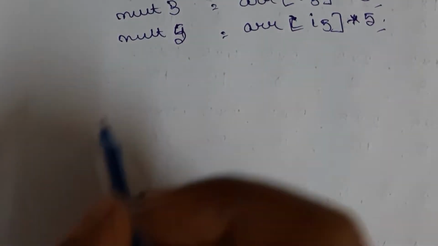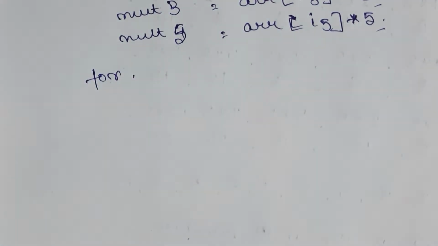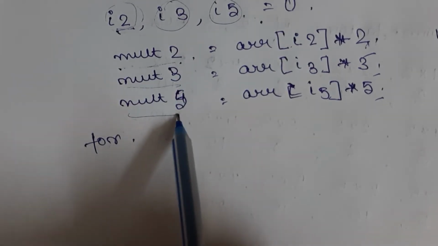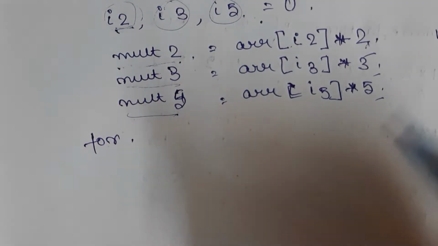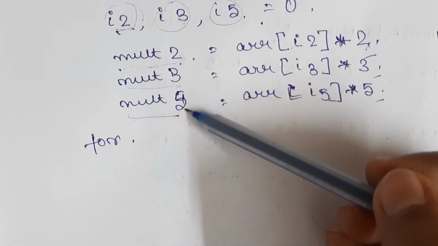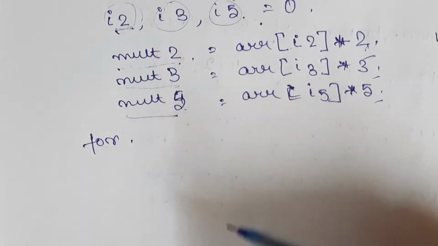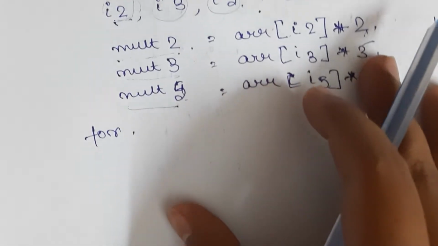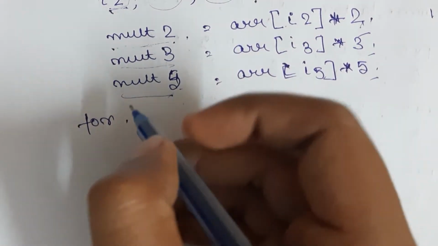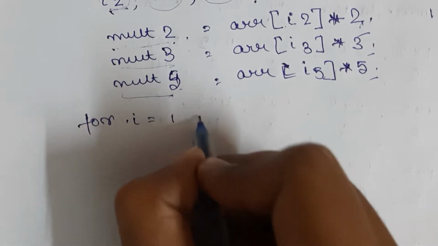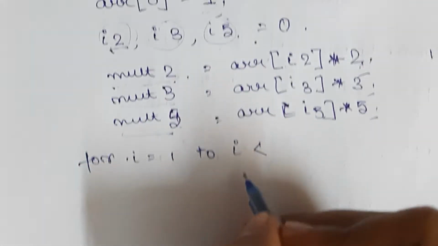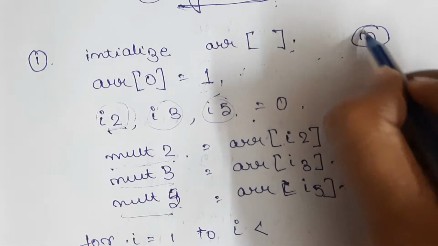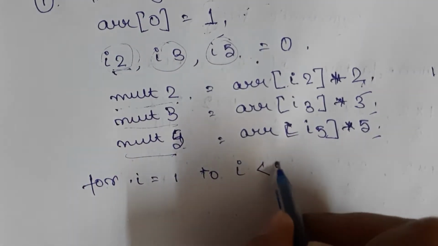So now we will run a loop. Why do I run a loop now? Because these three numbers are already produced. Now I have to find the minimum of the three numbers which were produced, and place it in the array ARR, so that I can get the nth number. Now I will run a loop for I equal to 1, 2, I less than n, where n is the nth value we have to find.